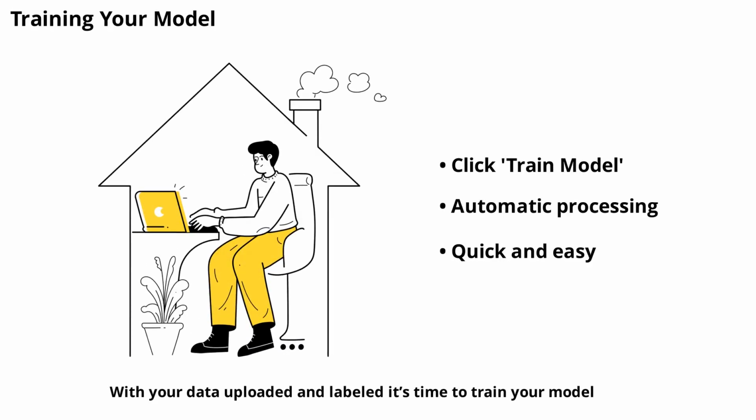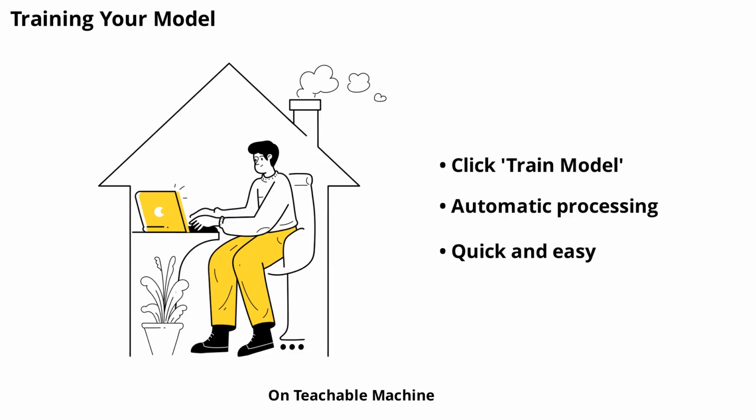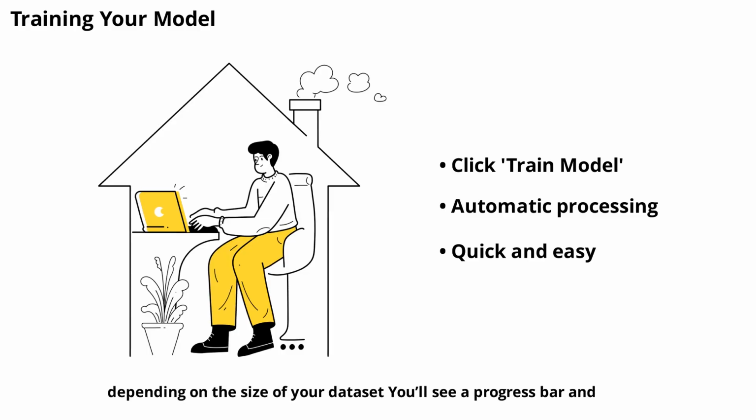With your data uploaded and labeled, it's time to train your model. On Teachable Machine, this is as simple as clicking the Train Model button. The platform will process your data and build an AI model that can recognize the categories you've defined. Training usually takes just a few minutes, depending on the size of your dataset. You'll see a progress bar, and once finished, your model will be ready for testing.